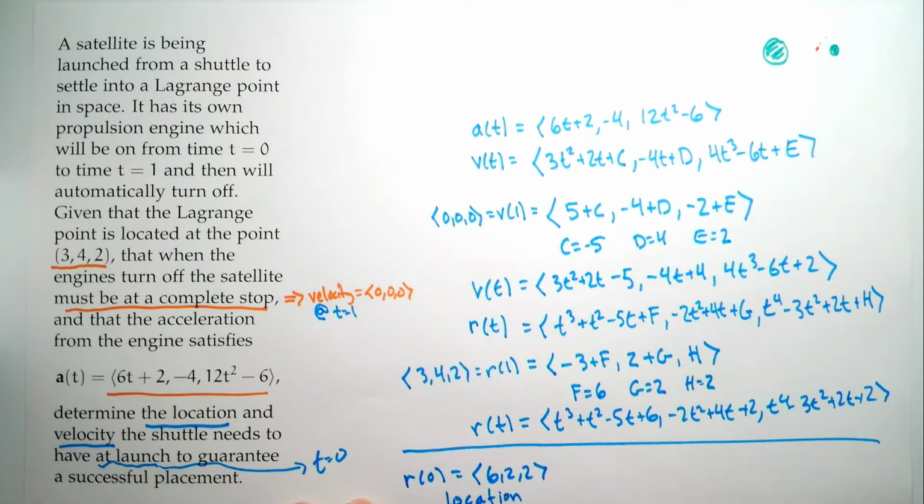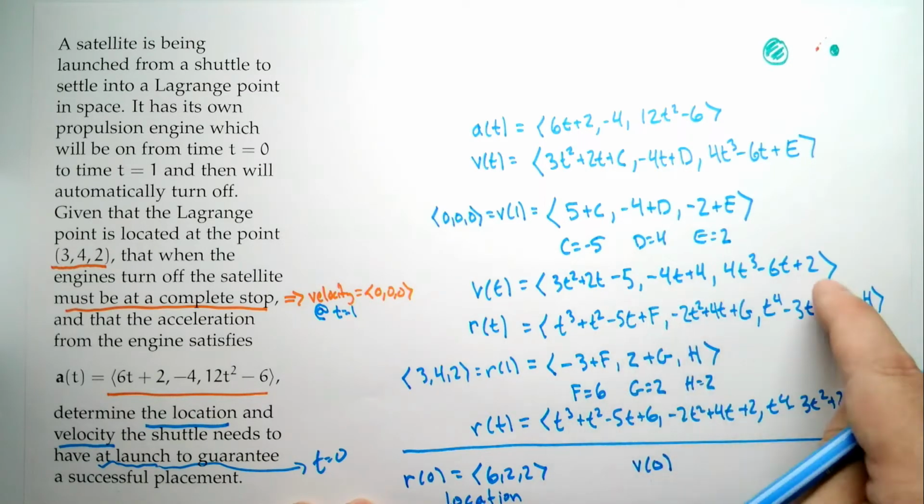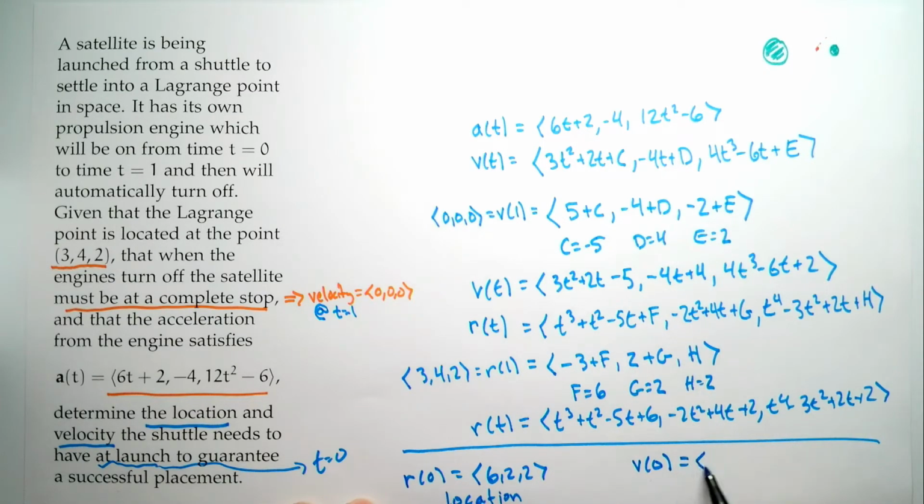And then our velocity, that would be v of 0. So we can come up here and plug it in. We're going to get (negative 5, 4, 2). So negative 5, 4, 2, and that's our velocity at launch. So that's how we should have the shuttle moving to get our place just right. Just right. All right. Any questions?